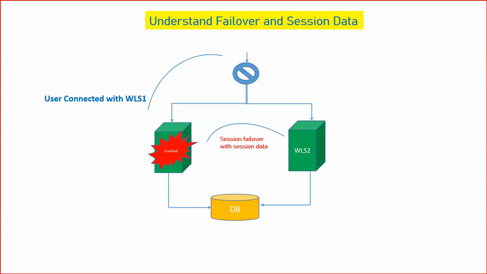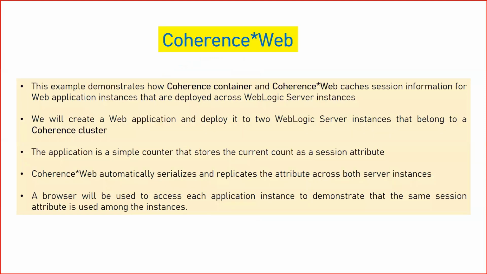We have 3 methods for enabling that in WebLogic Server. The first one I discussed in lecture 1, part 1, which was using in-memory. In this second part, I am going to show you how to enable it with the help of Coherence Web, and in the third part I will show you how we can enable it with the help of JDBC, that means using the database.